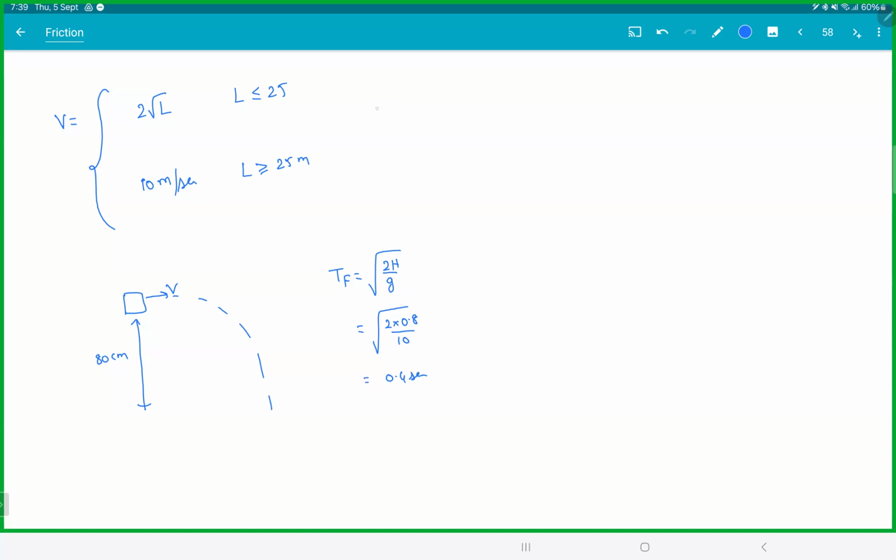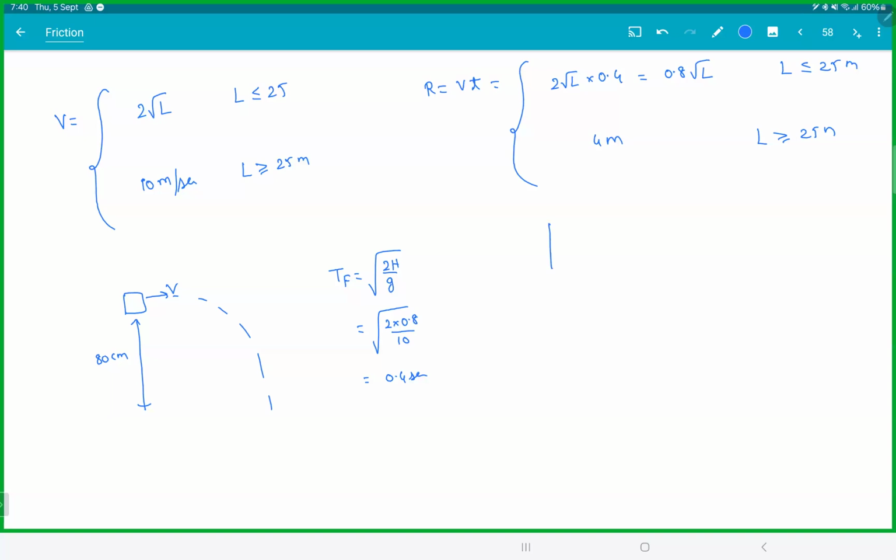Therefore, from here we also get the range. R is Vt. So this also has a limit now. So 2 root L into 0.4, that is 0.8 root L. This is valid for the length less than 25 meters. But if the length of the conveyor belt exceeds 25 meters, the range cannot exceed 4 meters. Is that making sense?